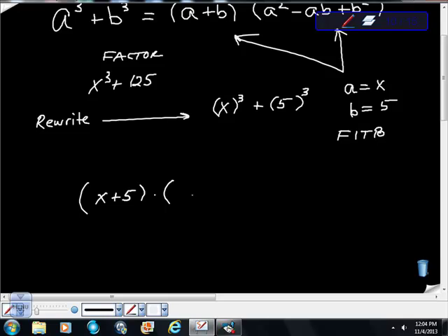times a squared. Well, a squared is x squared. Then it says minus a times b, which is x times 5, and we know that x times 5 is equal to 5x. And then it says to square the value of b. b was 5, so plus 5 squared, and 5 squared, of course, is 25. And that's it. This is completely factored.